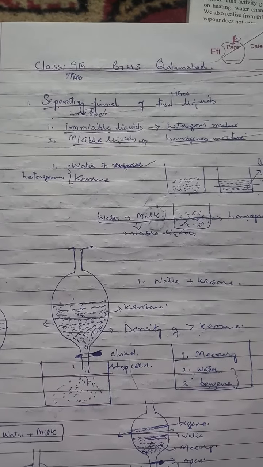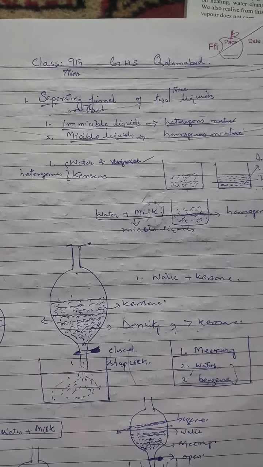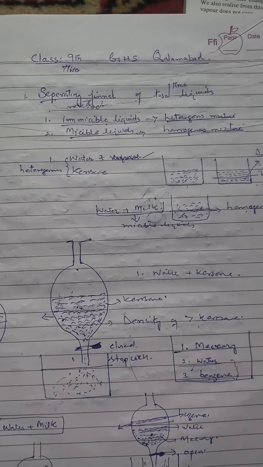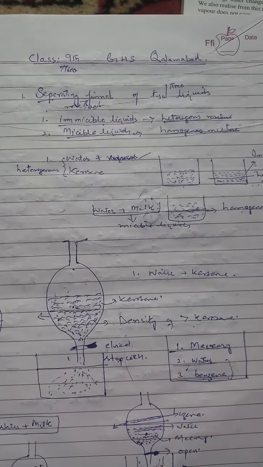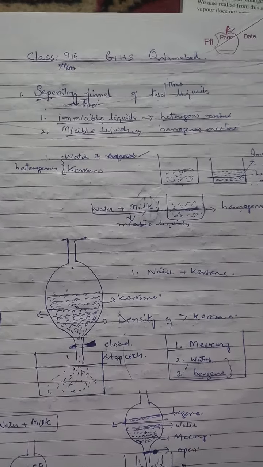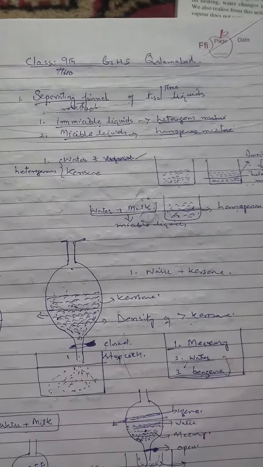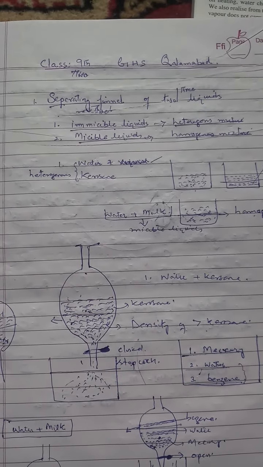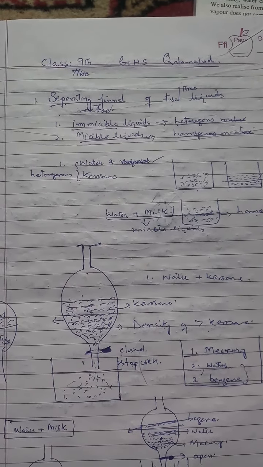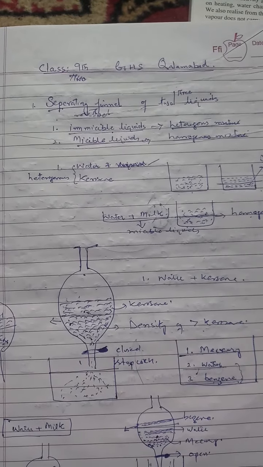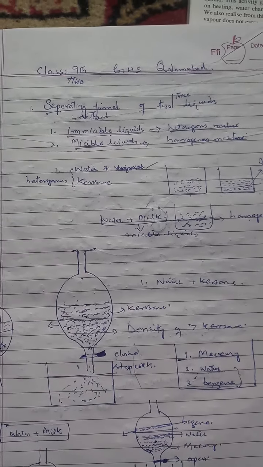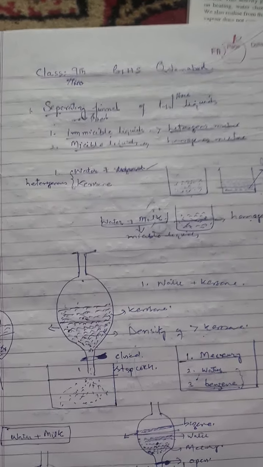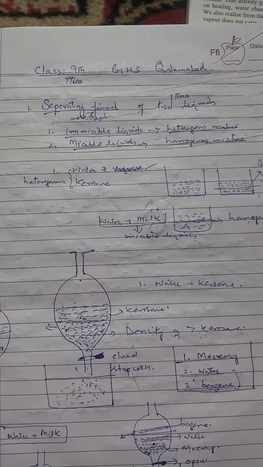Dear students, we studied the different methods for the separation of different components of a mixture. One of the methods among them is the separating funnel method. As you know, the separating funnel method is used to separate the components of a mixture which are two or three liquids. It means if a mixture is of two liquids, we can separate them with the help of the separating funnel method.